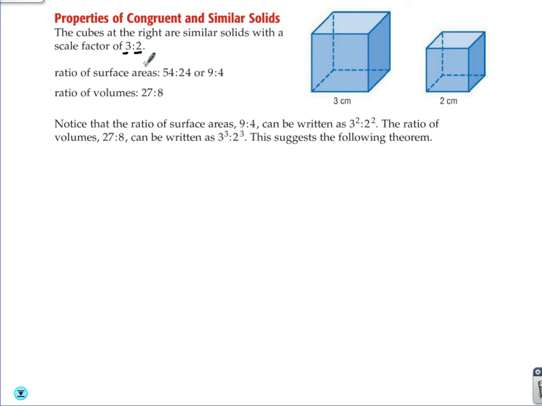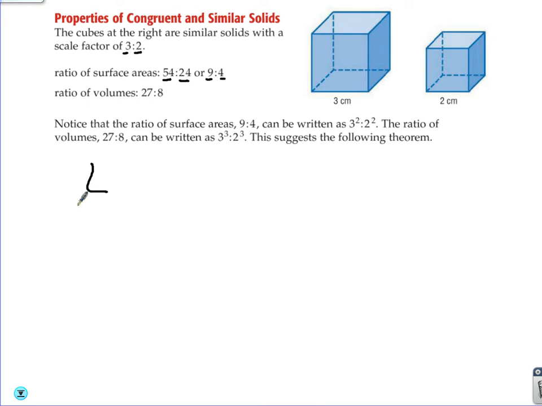3 to 2. 3 here equals 2 there. The ratio of their surface areas: if we found the surface area of the first shape, you've got 9, 9, 9, 9. You've got 6 surfaces, each having an area of 9, which would be 54. The second would be 24. If you reduce that, the surface areas have a ratio of 9 to 4.